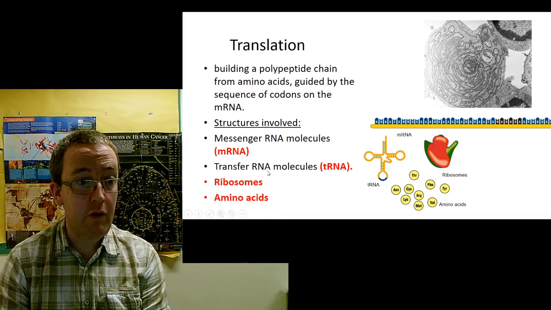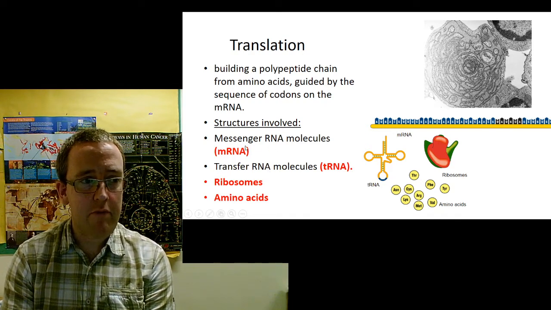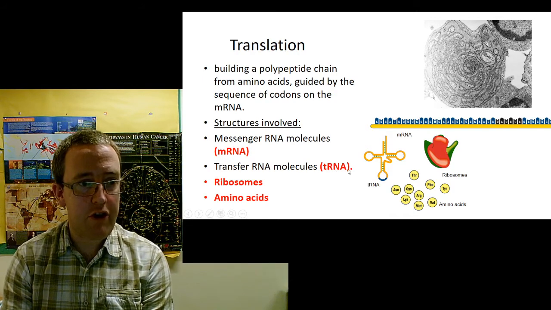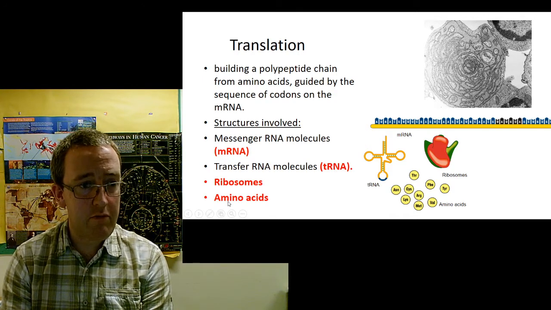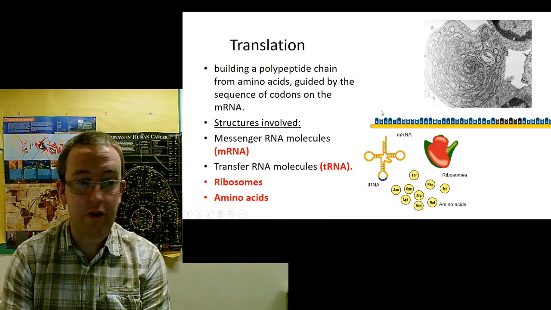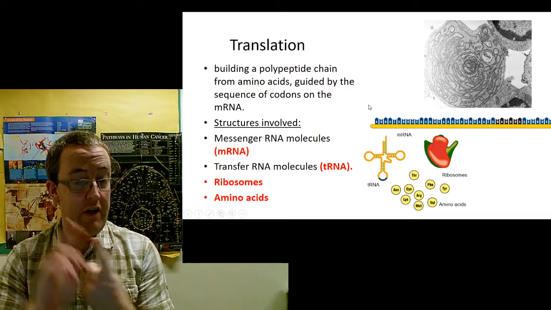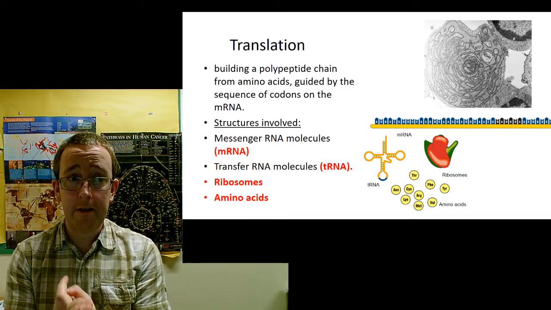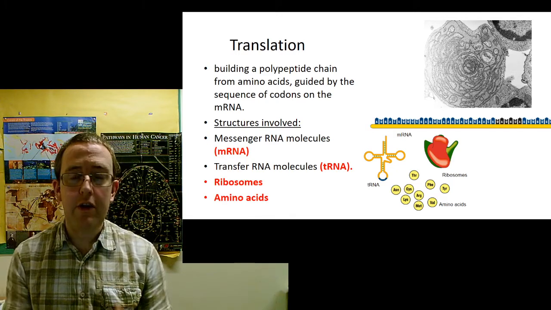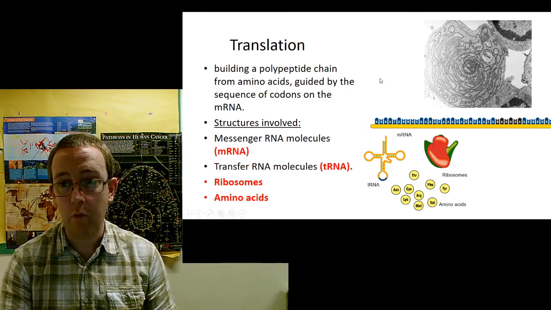And the structures involved are all things you should know that you've done in other lessons as well. Messenger RNA, the mRNA, transfer RNA, the tRNA, both in the RNA structure lesson, and then you've got a ribosome and amino acids there to build the protein. Okay, so those are our ingredients. And it's broadly broken down into 3 stages. You've got the initiation stage, so how does it start? You've got the elongation stage, so how does the protein get longer? And then you've got the termination stage, which is how does it stop? So we're going to go through those one at a time.